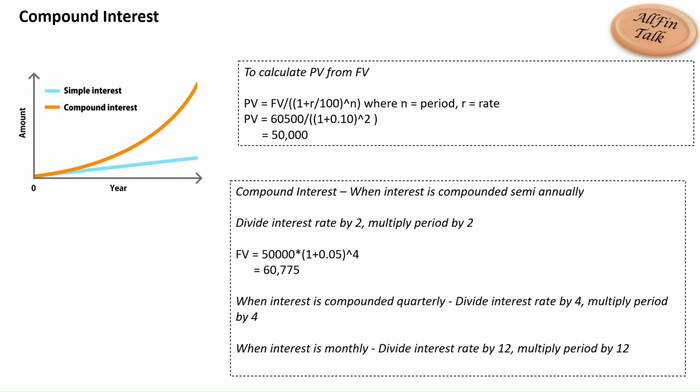In our previous example, when interest was compounded annually, the period was 2 years. But now, since the interest is compounded semi-annually, we've multiplied the period by 2. So now the period has become 4. So you see our interest amount has increased slightly. Similarly, if the interest is compounded quarterly, you divide the interest rate by 4 and multiply the period by 4. When the interest is calculated monthly, you divide the interest rate by 12 and multiply the period by 12 again.